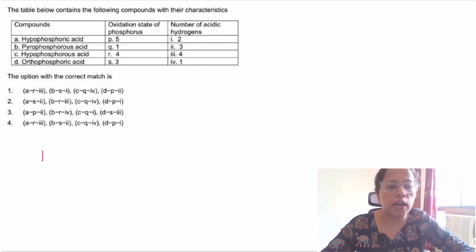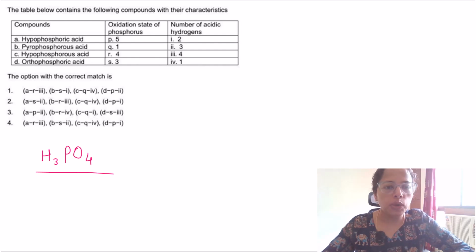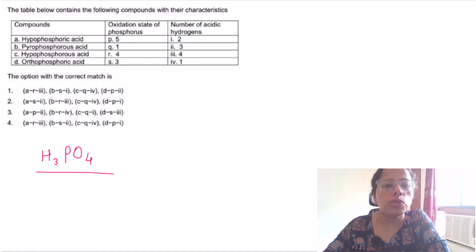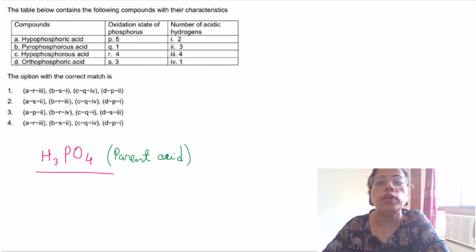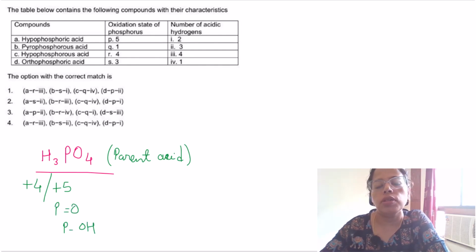Okay, we very well know that our main phosphoric acid is orthophosphoric acid, that is H3PO4. That's the most widely known and widely studied oxoacid of phosphorus. Since it is orthophosphoric acid, that is the parent acid we just discussed, with a higher oxidation state. Since it is phosphoric, it should have +4 or +5 oxidation state and the presence of P double bond O and P-OH bonds. So the structure is, you all know.